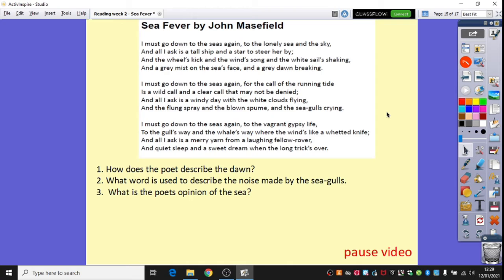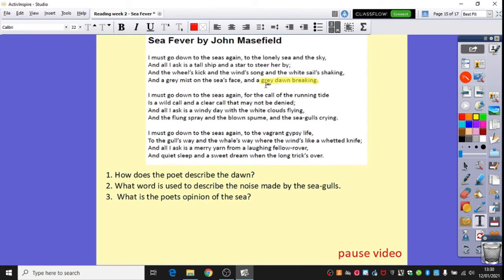The first one is, how does the poem describe the dawn? So the first thing that I need to do is find the bit in the text where it's talking about the dawn. So I'm going to skim and scan and find, here it is. I'm going to highlight that section to help me, or I can just run my finger over it so I know where it is. I can then take a look and see, well, how is it describing the dawn? Just before it there, it's describing it as grey. So let's put in our answer, grey.